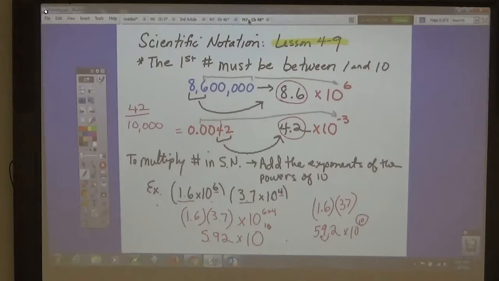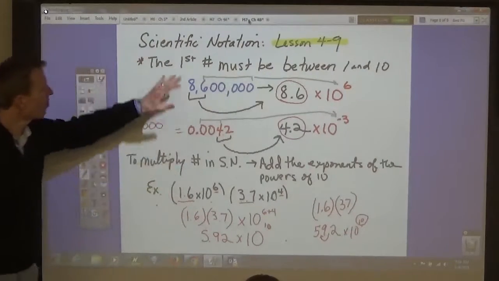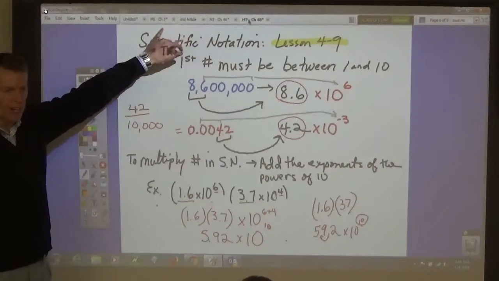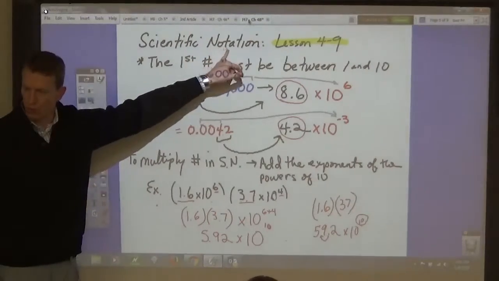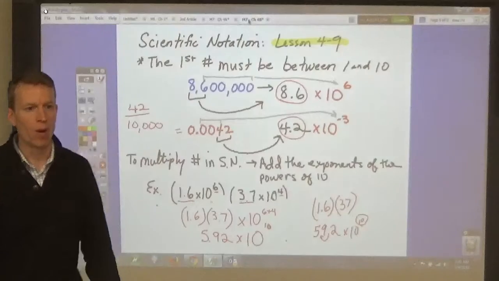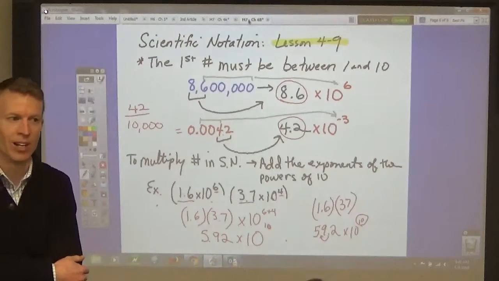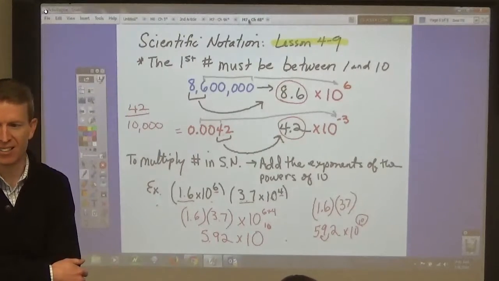All right, the last lesson in chapter 4 is about scientific notation. Okay? First, let's talk about when scientific notation is used. What is the point of this lesson? Where in science?